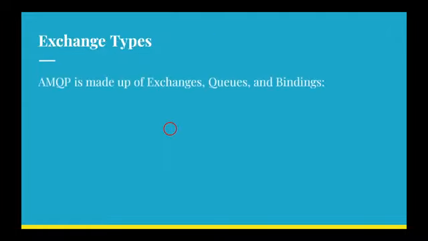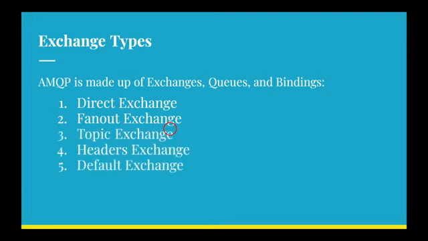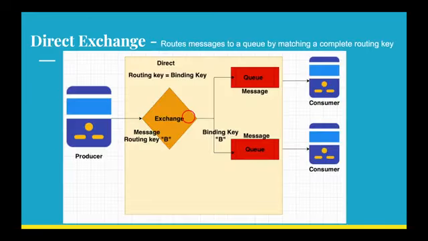We have a couple of exchange types. AMQP is made up of exchanges, queues, and bindings. The types are direct exchange, fanout exchange, topic exchange, headers exchange, and default exchange, that is the nameless exchange. I'm going to explain these now, and after that I'm going to show you practically as well. So let's begin with the first one, that is direct exchange.